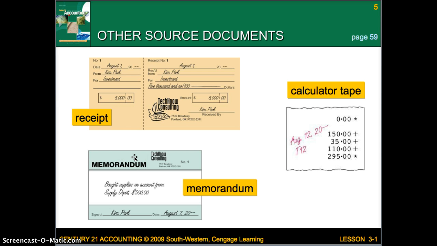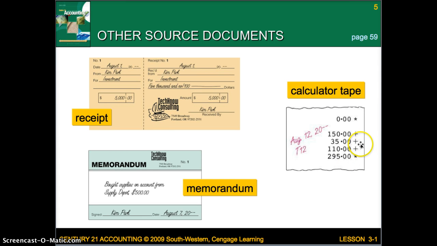Okay. Other source documents, we might have a receipt, a memorandum, which is just a piece of paper where you write a little note about what happened, or a calculator tape. So when you are in your business and you're making a bunch of sales, and people come in and you type into the register what's happening.